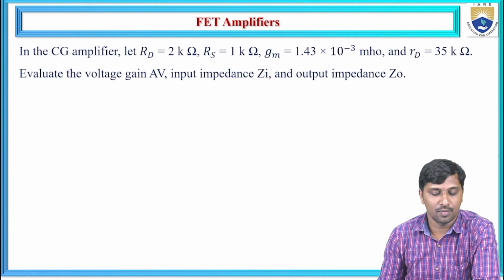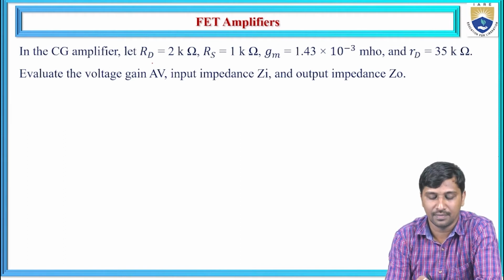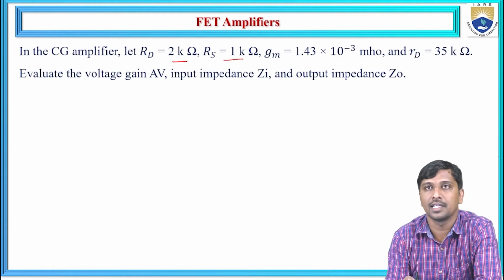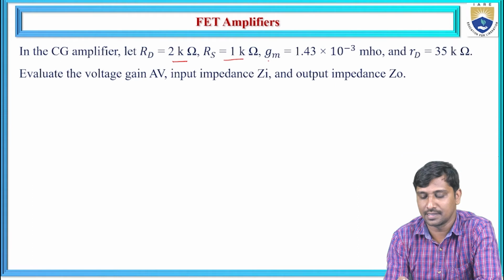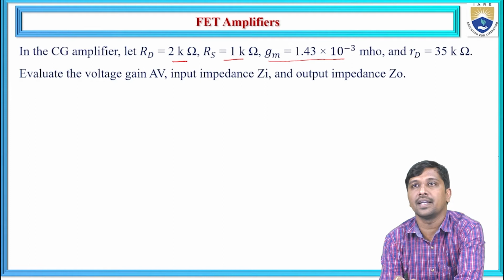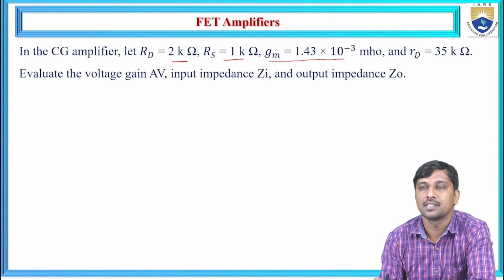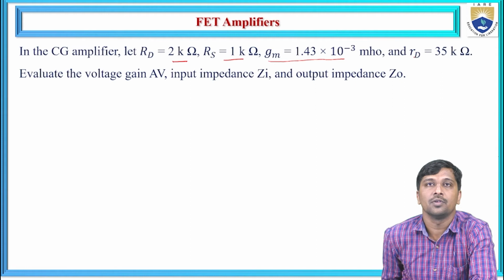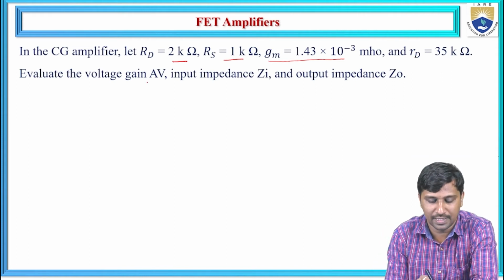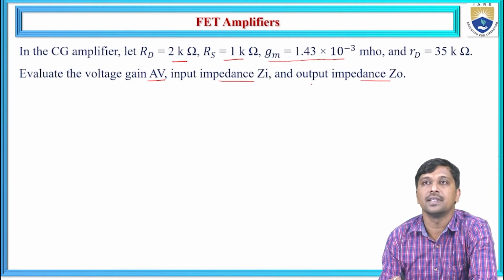We'll see another problem in the common gate amplifier. Let capital RD be 2 kilo ohms, RS is 1 kilo ohm, transconductance Gm value is 1.43 into 10 to the power of minus 3 mhos, and small rd is 35 kilo ohms. So now we need to evaluate the voltage gain, input impedance, and output impedance.